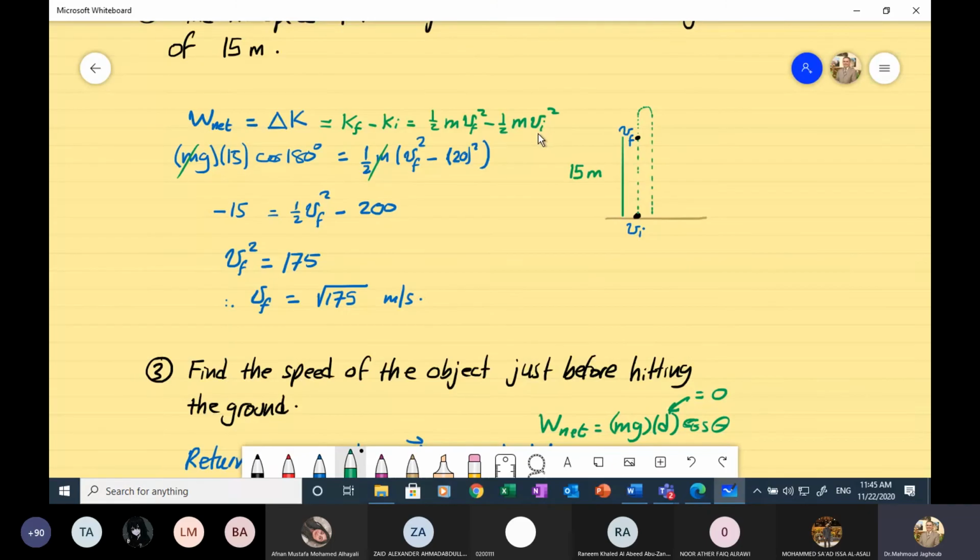What is the only force doing work? It's the weight, mg. What is the distance moved? 15 meters, because he wants it at a height of 15 meters. Cosine 180, because displacement is upwards and mg is downwards, equals all that. V final I want, and V initial is 20, and you square it. If you calculate it, you get V final equals the square root of 175 meters per second.